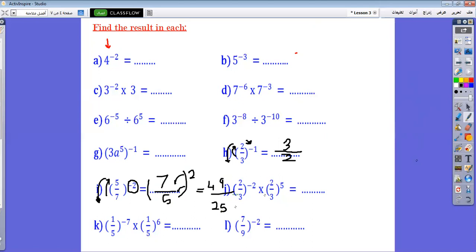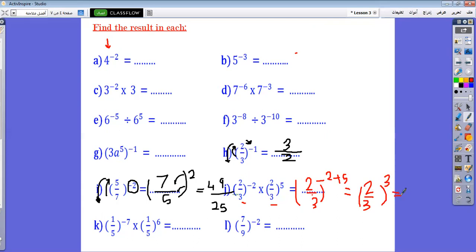Number 3, you have here 2 over 3 power negative 2 and 2 over 3 power 5. You have the same base, so it is easy to answer directly. So you have 2 over 3 power negative 2 multiplying by 2 over 3 power 5. It will be 2 over 3 whole power. You multiply, so you add the powers. So negative 2 plus 5 equals 3. So it will be 2 over 3 whole power 3.